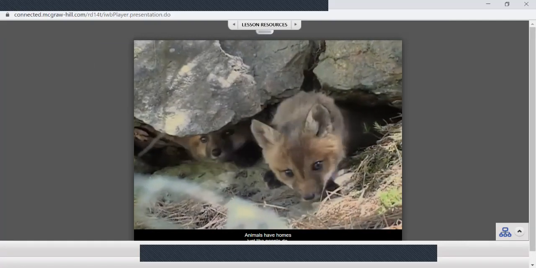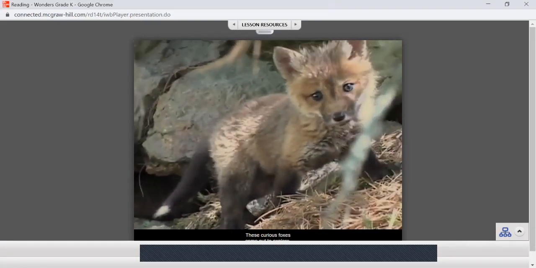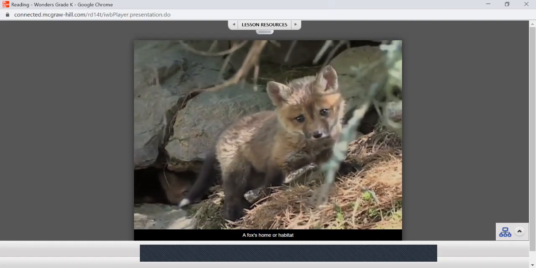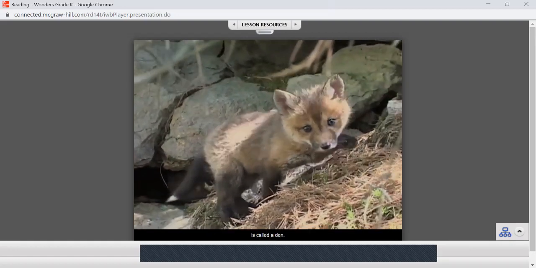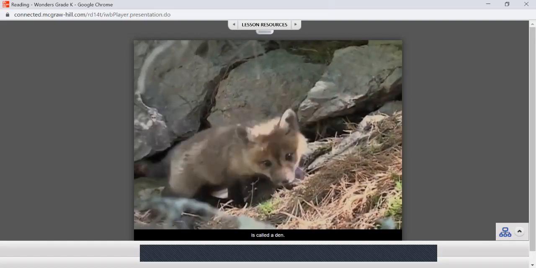Animals have homes just like people do. These curious foxes come out to explore. A fox's home or habitat is called a den.